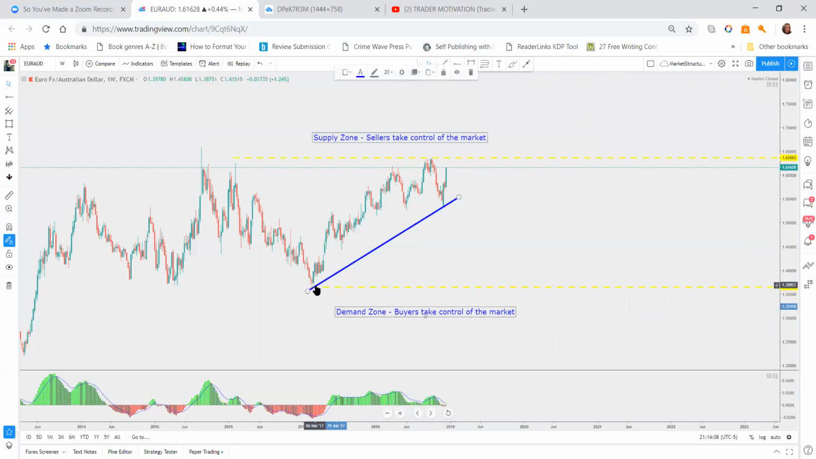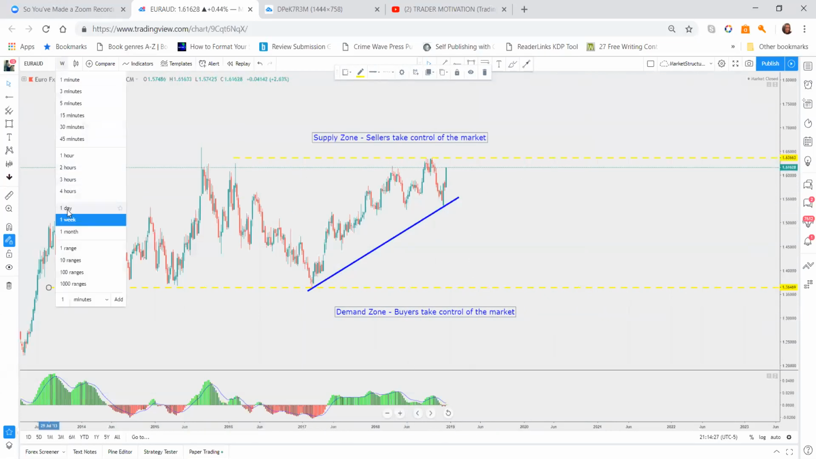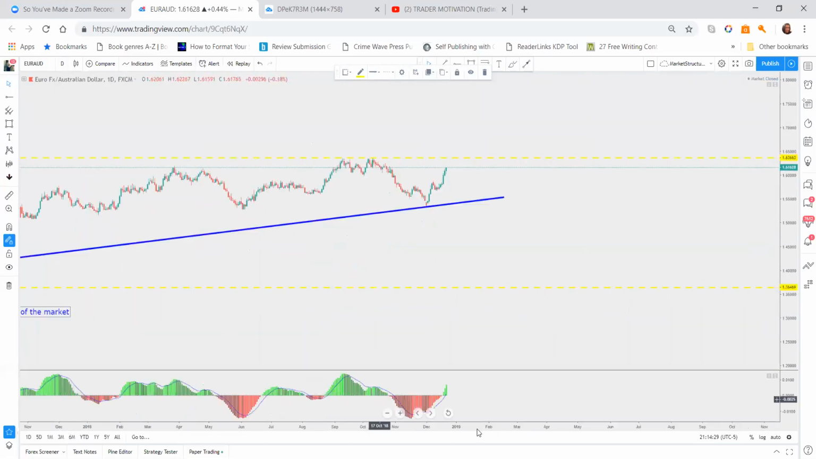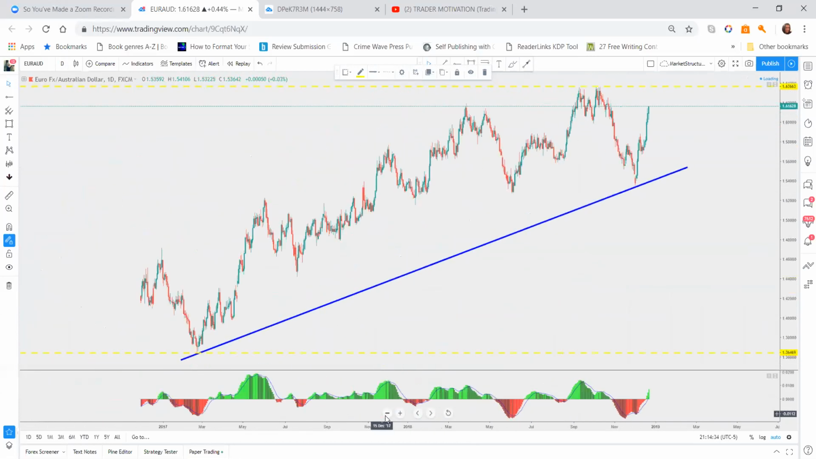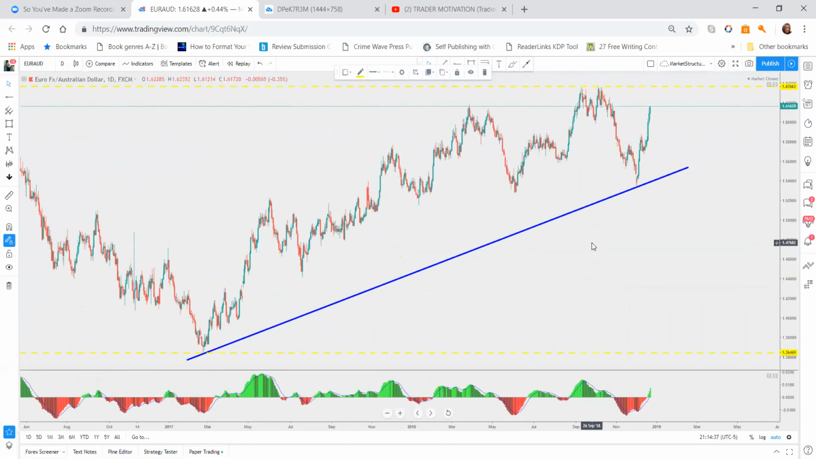All right, so if you look here, buyers took control. If you look here, almost at the same price point, buyers took control. Here, buyers took control, and it's the same with sellers taking control at your supply zones. So we go down to our daily. Now here we can see we were in a definite uptrend off of our daily the last few days. So we will draw a trend line there.